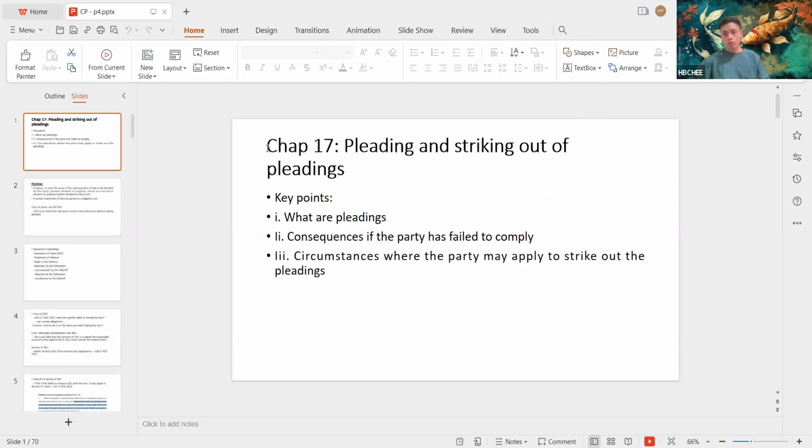So in this chapter, we'll be covering what the pleadings are, what should be included in the pleadings, and what happens if a party has failed to comply, the consequences.